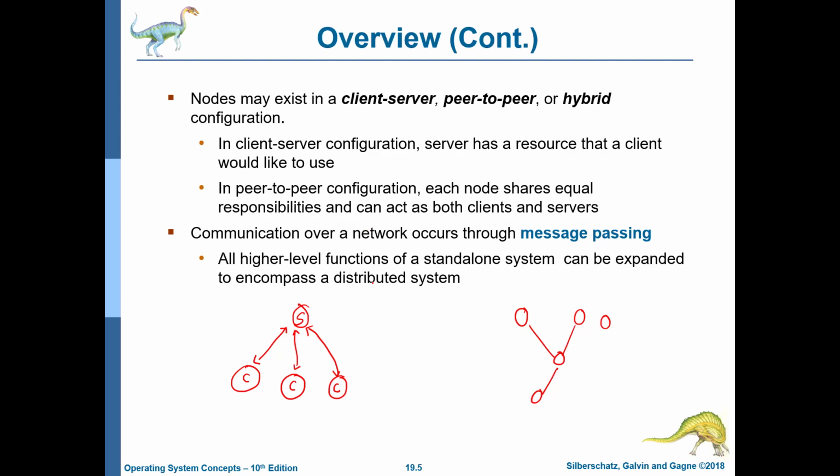So all higher level functions of a standalone system can be expanded as such to also include a distributed system, in the sense that a distributed system is definitely a superset of standalone systems. It's a superset in terms of infrastructure, but it is a subset in terms of features. In the sense, a standalone system can provide you many things which are fairly hard to guarantee in a distributed system. But if you can provide it, for example, if you can provide a distributed file system, it will have a much, much higher throughput.